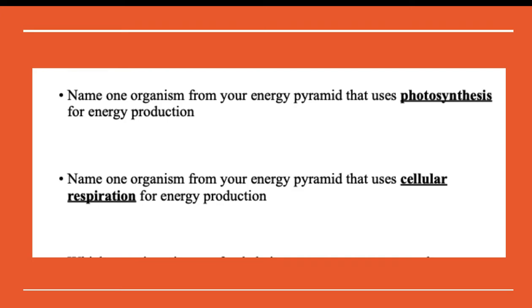All right, so name one organism. You can go ahead and put two of them down if you want, from your energy pyramid that uses photosynthesis for energy production, meaning to make their own food. All right, the second bullet says name one organism from your energy pyramid that uses cellular respiration for energy production.